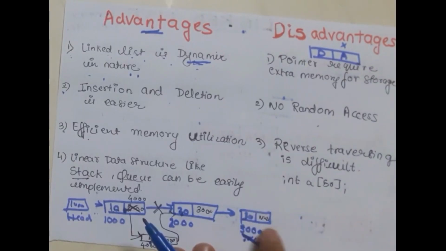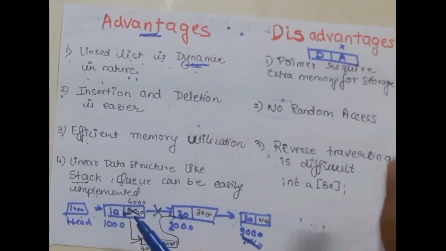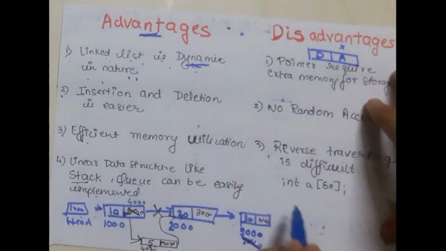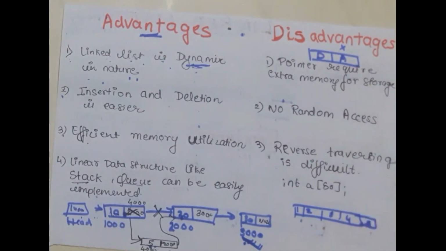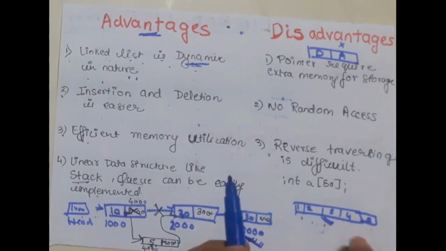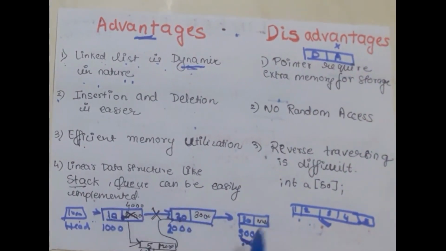So for accessing the last node, we have to go through the other nodes too, isn't it? So there is no random access. There is sequential access. So this is one more disadvantage. In case of an array, if there is an array of 5 elements, for example 1, 2, 3, 4, 5, and if we want to access 3, we can easily reach 3 with the help of the base address, isn't it? But in a linked list, we have to follow the entire link to reach the required node.